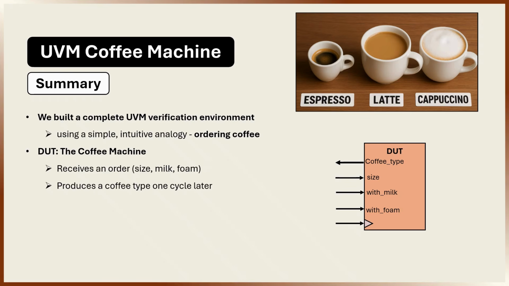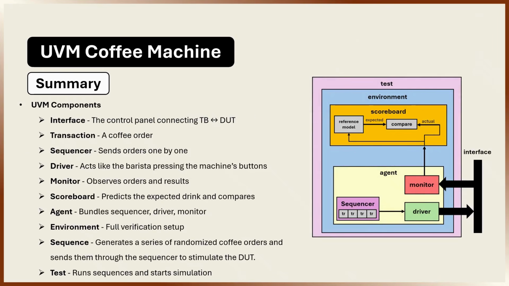To verify this behavior, we constructed the full set of UVM components. The interface acts as the control panel that connects the test bench to the machine. The transaction represents a single coffee order. The sequencer delivers orders one at a time. The driver behaves like the barista pressing the machine's buttons. The monitor watches both the order and the result. The scoreboard predicts what the drink should be and compares that prediction with what the DUT actually produced.